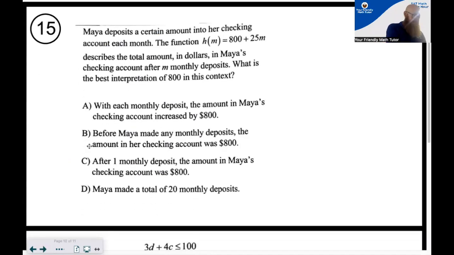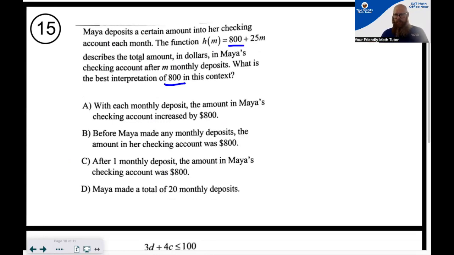Okay, number 15. All right, so again, equation, linear. Best interpretation of 800. 800 is the y-intercept. It's the constant, not the coefficient. So boom, I know right away that I have a y-intercept.